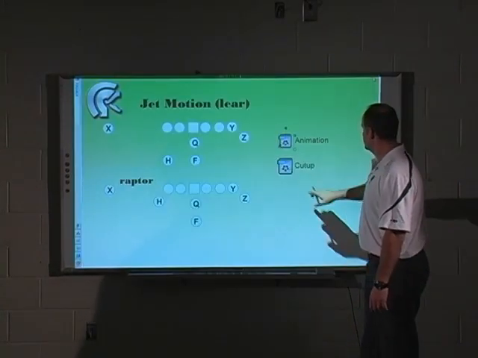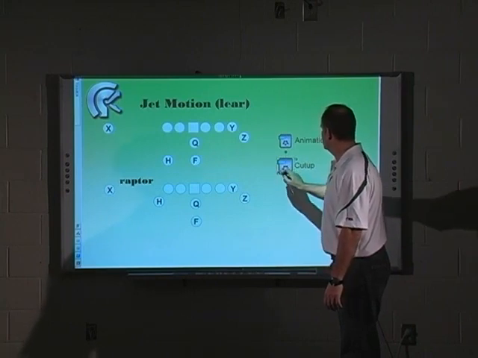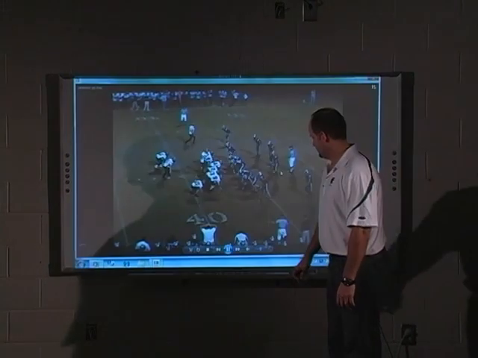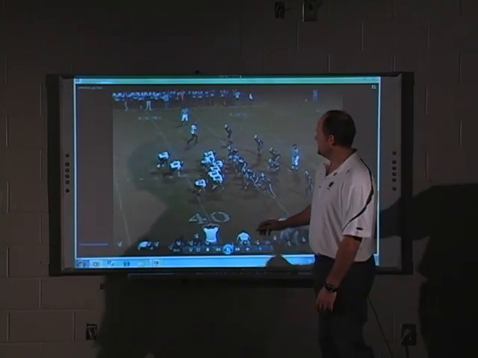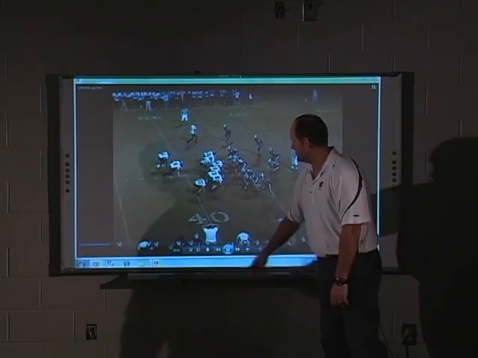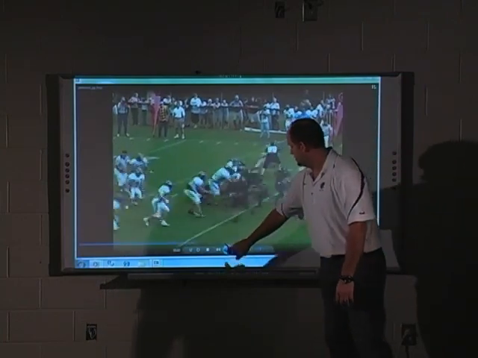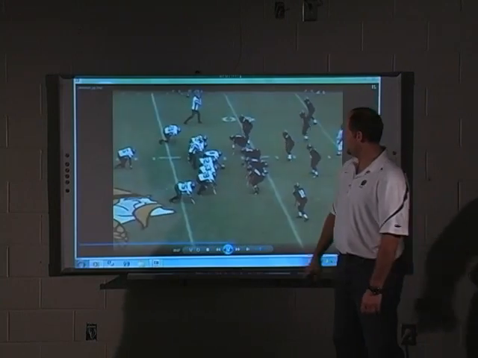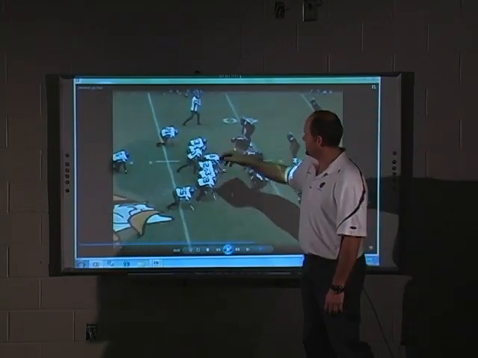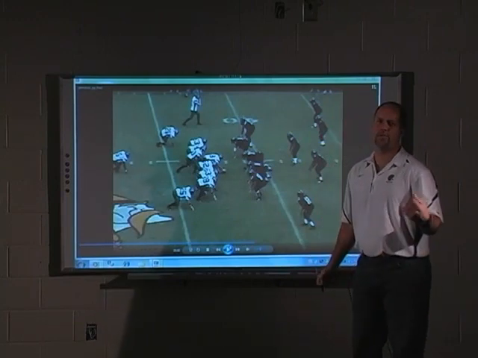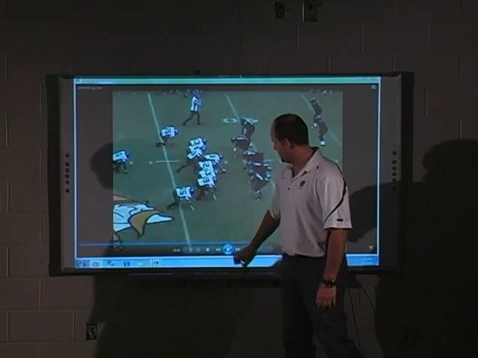All right, let's take a look at some cut-ups. These are going to be quick. We're just showing what it looks like. This is some Lear motion with our wingback. Again, the only guy who can go across. We have another Lear motion right there. And again, in this case, we have that look of formation. We're not sure who goes, but we're calling Raptor. Because we're calling Raptor, this back's the only one that could go across.